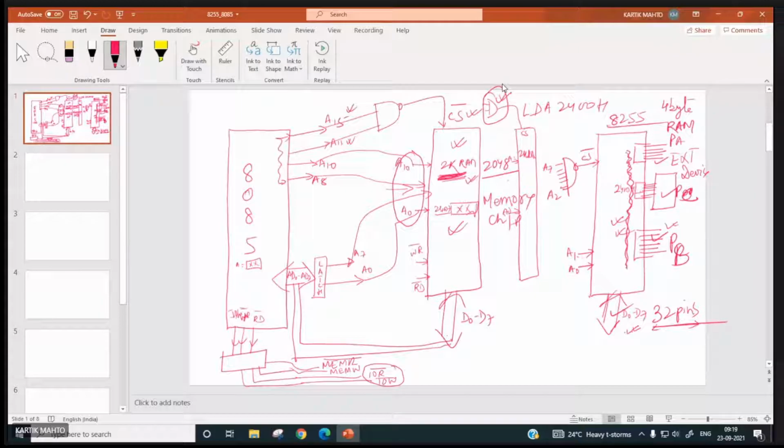So this way, right? So how many pins are over? 32 plus 3, 35, right? VCC will be there, ground will be there. Of course, read bar, write bar will be there. Why write bar has to be there?